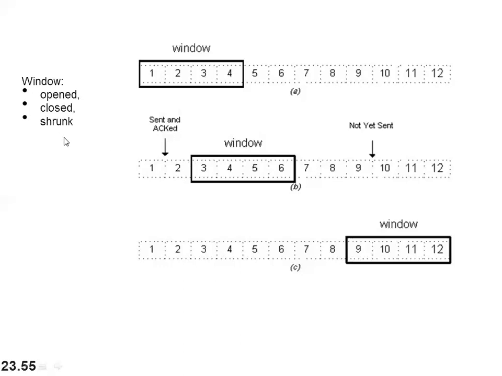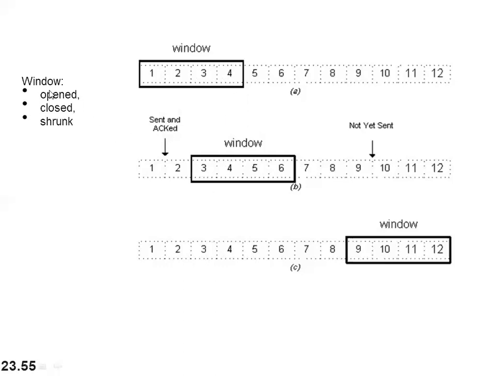And the last one is shrunk. Shrunk is when the right wall moves towards left. Previously the bytes eligible to be transmitted were byte 1, 2, 3, 4. Now suppose I move this right wall towards left and place it at this point, which means I'm revoking the eligibility of byte 3 and 4 for transmission. So I will not be allowed to transmit byte 3 and 4 through the network.